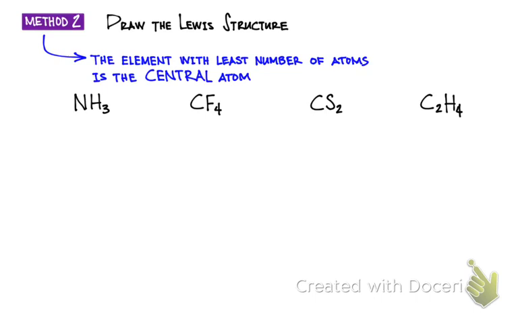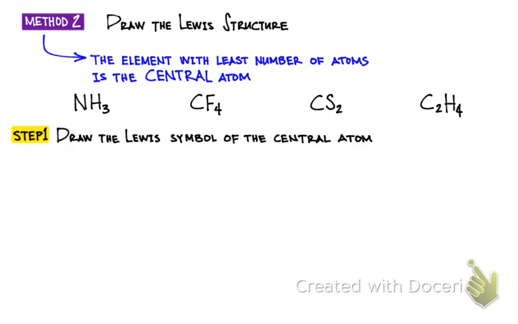And finally, the 4th one here is C2H4. Carbon is also the central atom. So the first step here is to draw the Lewis symbol of the central atom, in which case nitrogen.